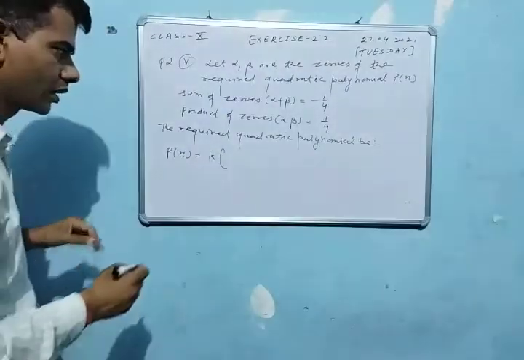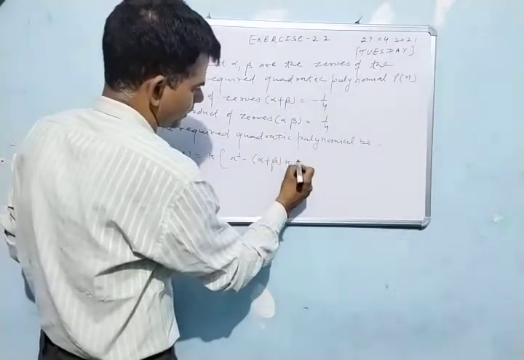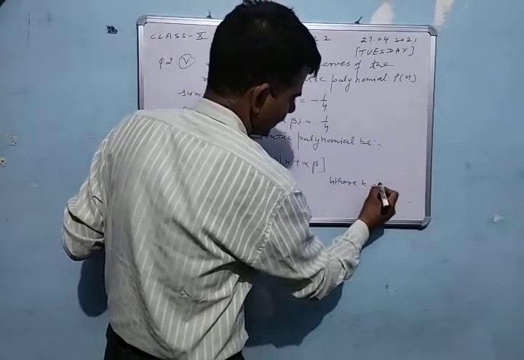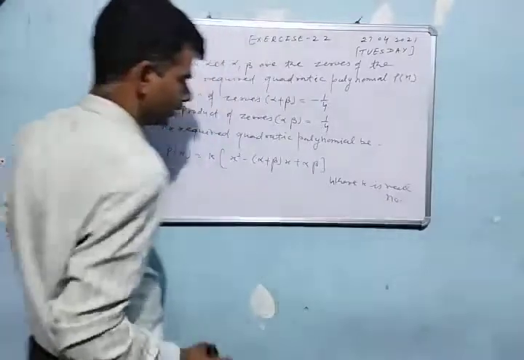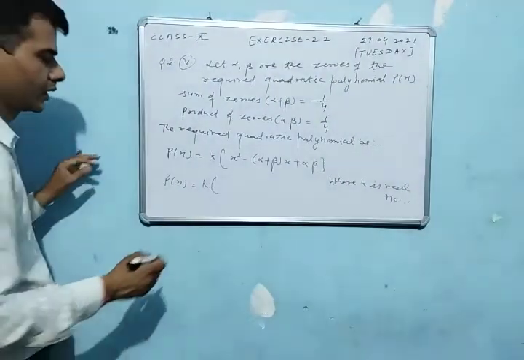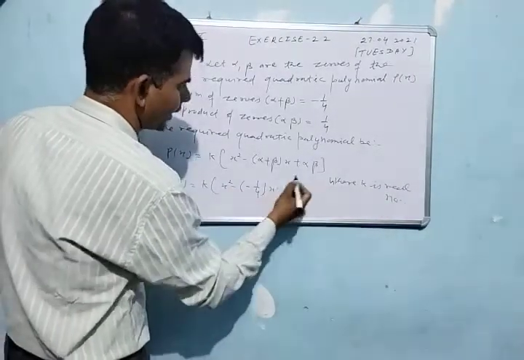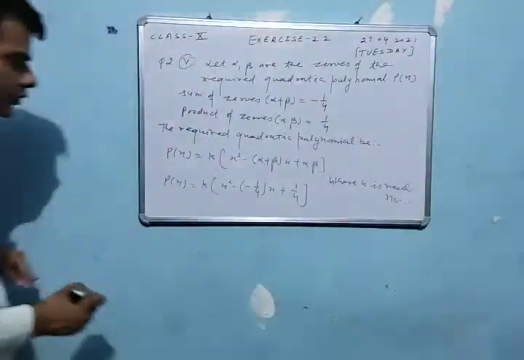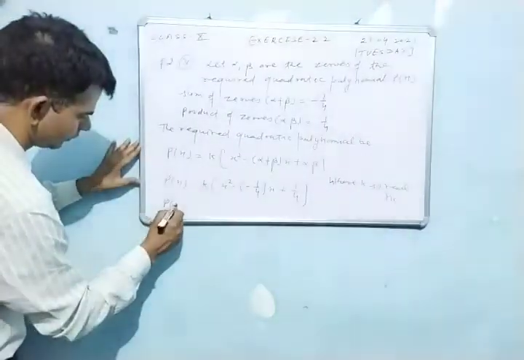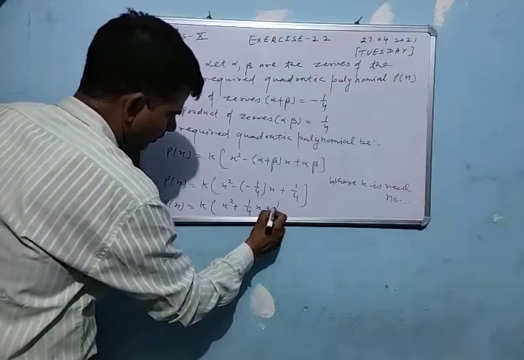Okay, students, apply the formula. What is the formula? x square minus alpha plus beta x plus alpha beta, where k is a real number. Now student, p of x is equal to k times x square minus alpha plus beta, that is minus 1 by 4, x plus alpha beta, that is 1 by 4. So p of x is equal to k times x square plus 1 by 4 x plus 1 by 4.